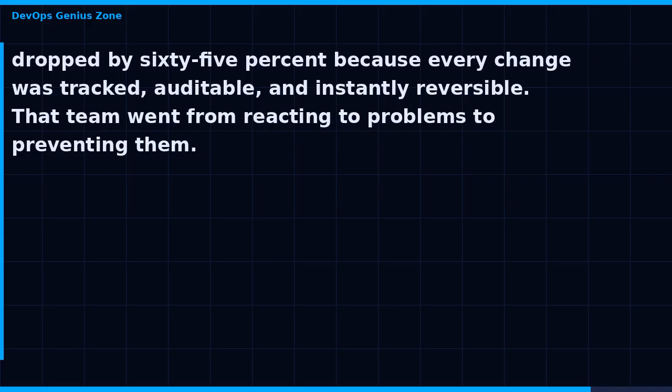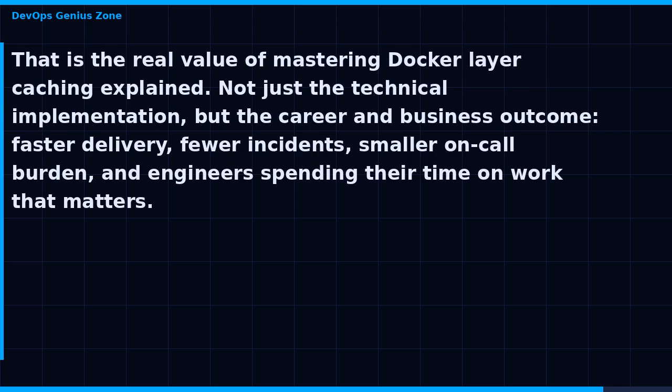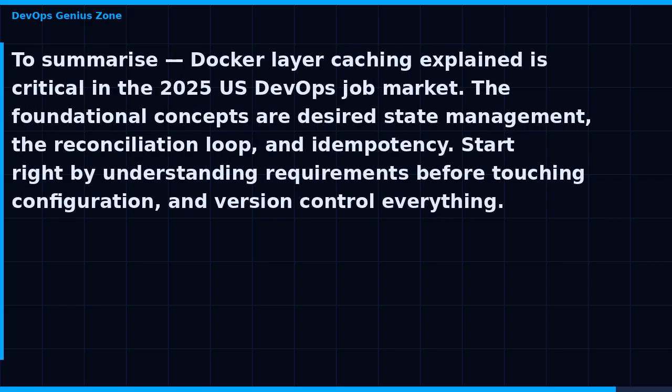Not just the technical implementation, but the career and business outcome, faster delivery, fewer incidents, smaller on-call burden, and engineers spending their time on work that matters. To summarize, Docker layer caching explained is critical in the 2025 US DevOps job market. The foundational concepts are desired state management, the reconciliation loop, and idempotency.